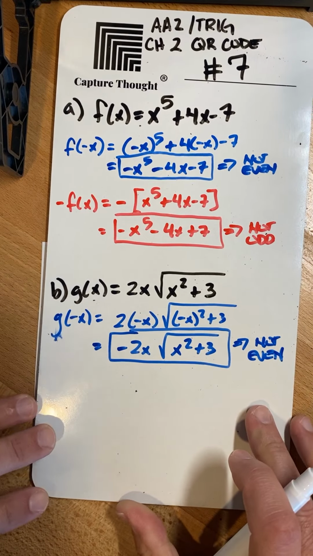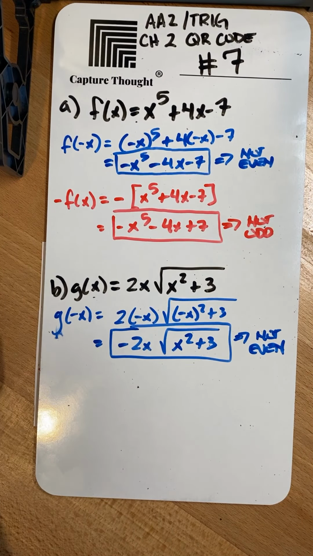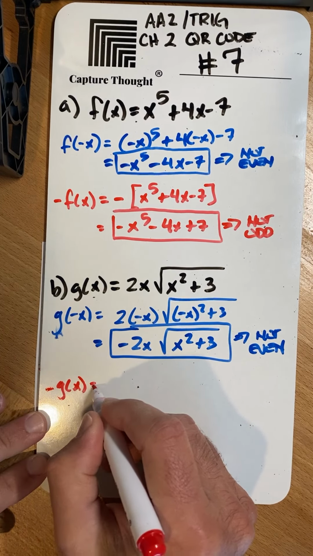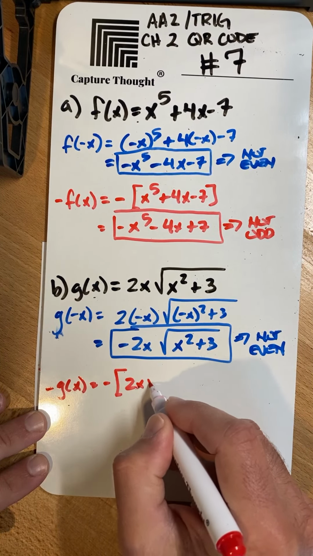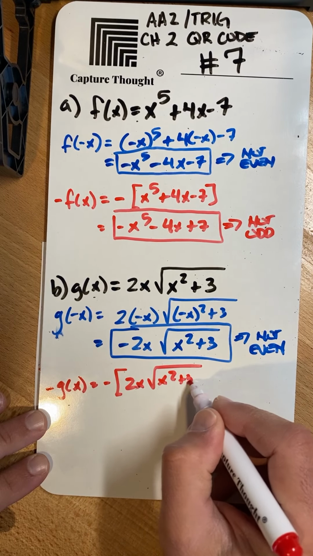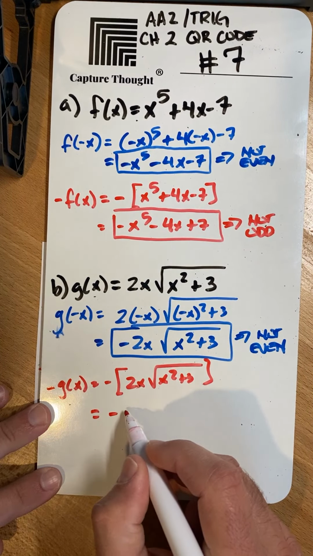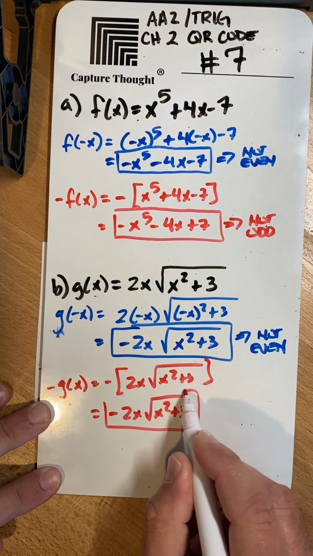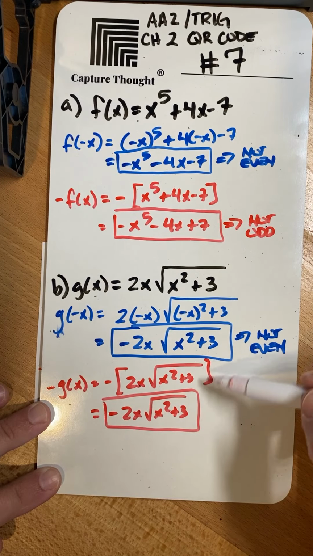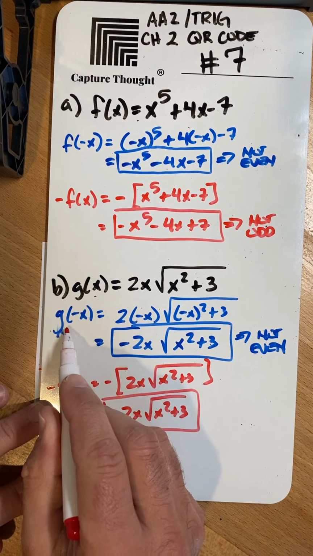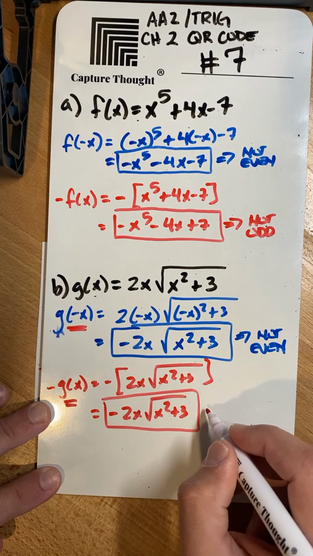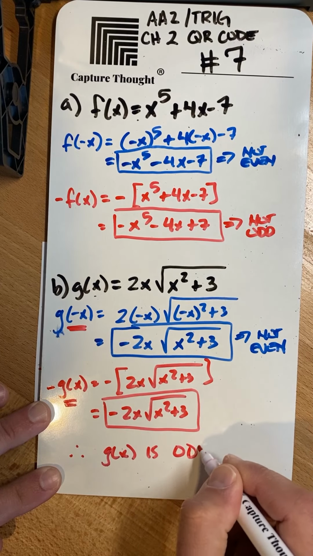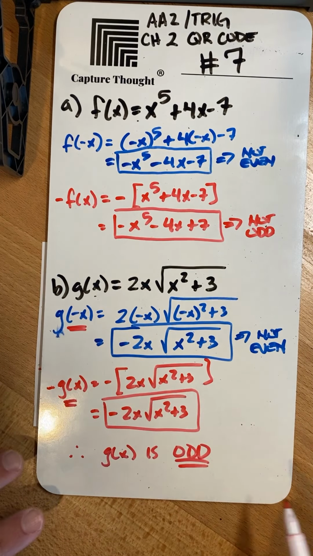Okay, now again, just because it's not even doesn't mean it's not odd. So you gotta check as well and see. So let's check the opposite of g of x. So put a negative sign out in front and simplify when you can. So I did that, and then distribute. This will give me negative 2x square root of x squared plus 3. Now compare this to this. Look at, these are the same. So that tells me that this is the same as that. That's the definition of odd. So therefore, g of x is odd. And if it's odd, we know it has symmetry with the origin.